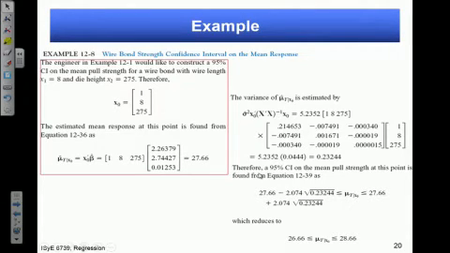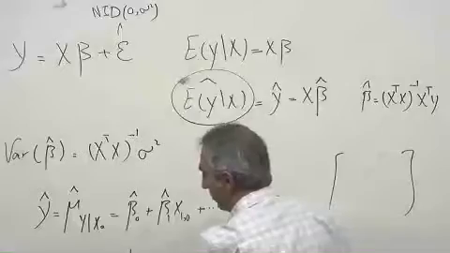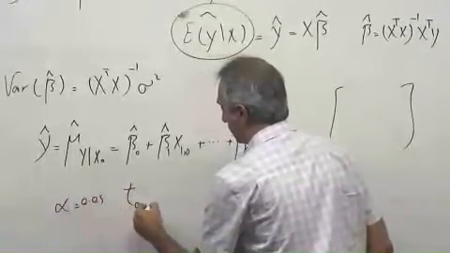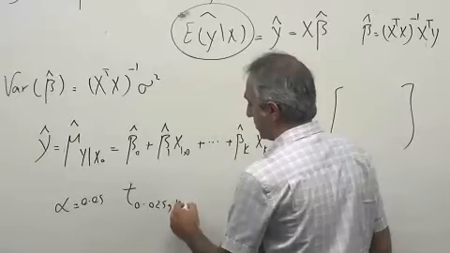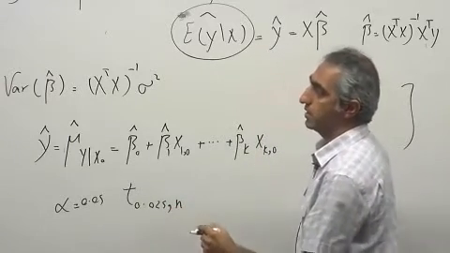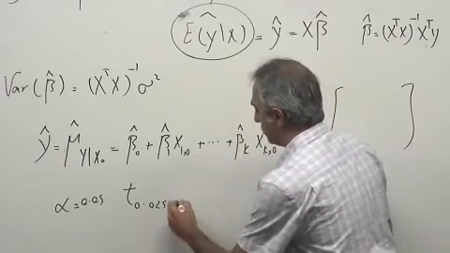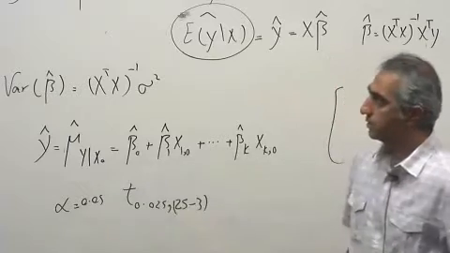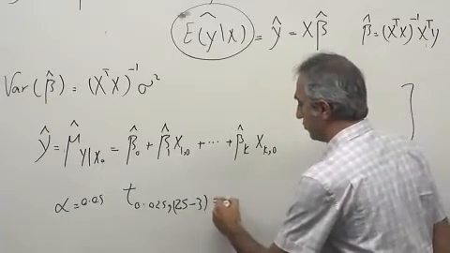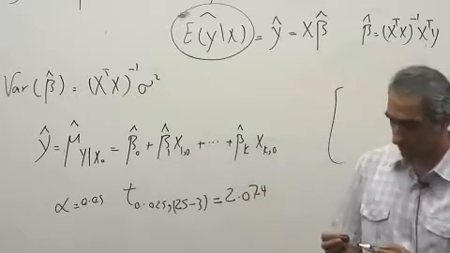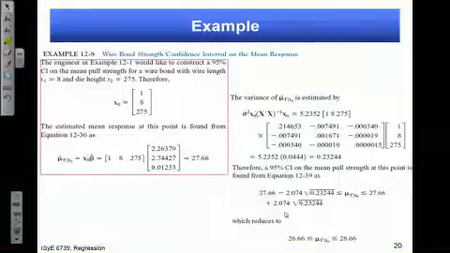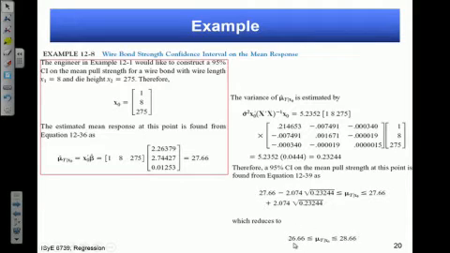So we need to find t, let's say alpha is 0.05. So t of 0.025 and n minus p degrees of freedom. In this case, our n is 25, I think, and p is 3. So it's 25 minus 3 degrees of freedom. This number is 2.074. And if we do that, you can see this is the confidence interval for the mean of prediction. Okay? So 95% confidence interval for the mean of prediction.